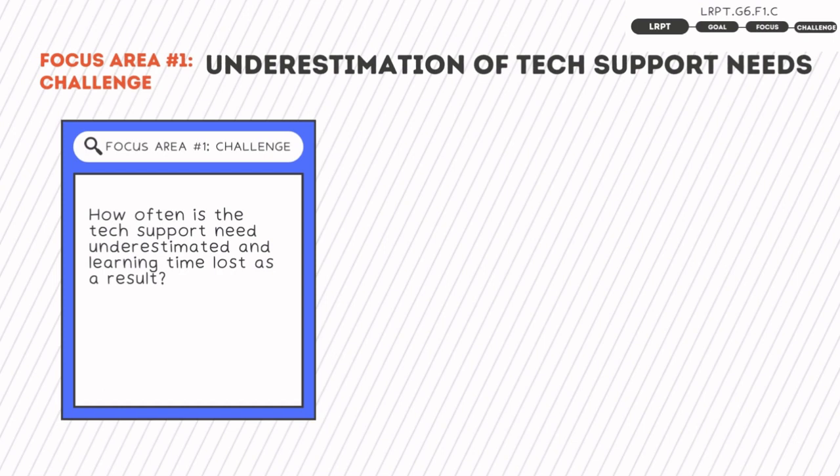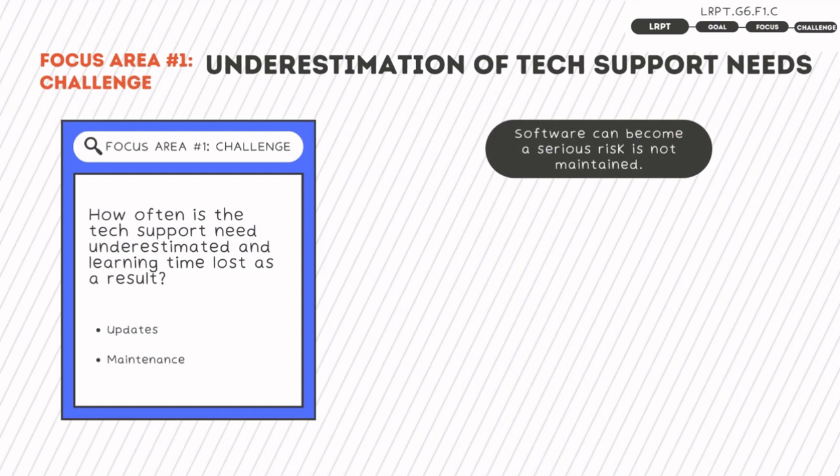Underestimating your district's tech support needs inevitably leads to loss of education time. Outside of repair when something is broken, devices require constant updates and maintenance. Is this something you're planning for in your tech support needs? It is important to keep in mind that software can become a serious risk if left unmaintained or not updated regularly, working directly against your district's cybersecurity measures. Use the resources below to better understand how to address this challenge.